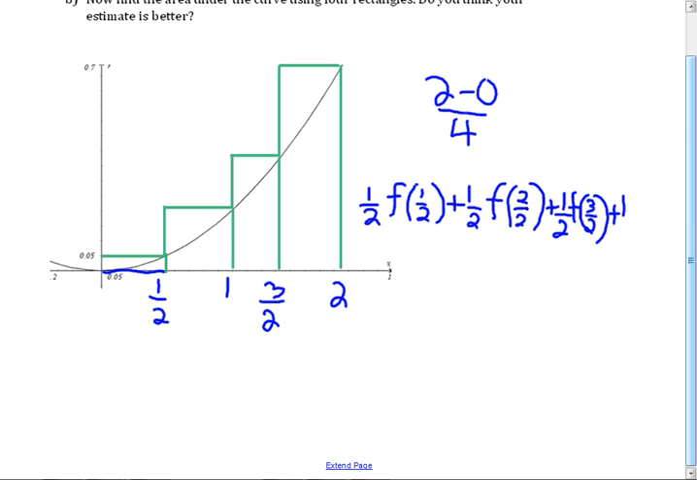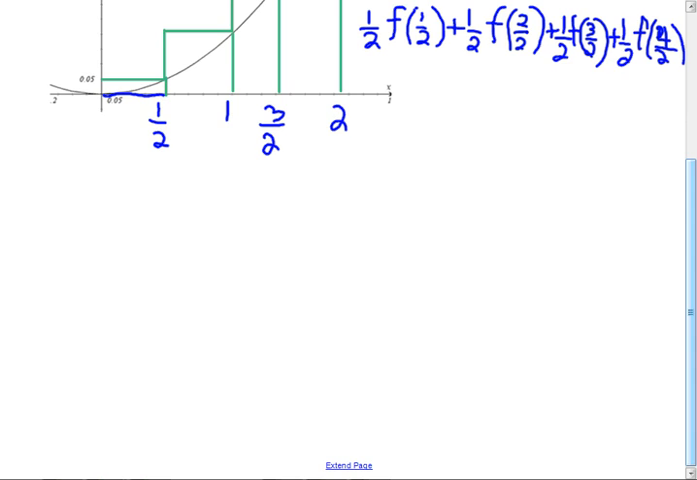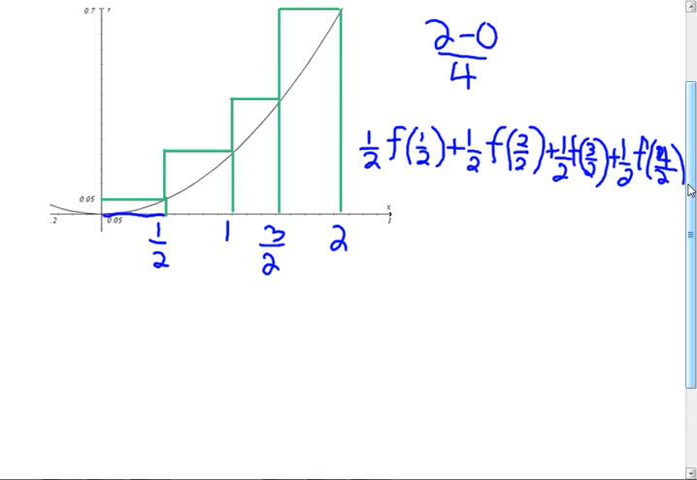Plus 1/2. And this is f of 2 halves. No, 4 halves, sorry. 4 halves. And then we're just going to substitute it in to our formula, which is f of x is x squared. That's it. It's not particularly hard. It's tedious. I'll grant you that.